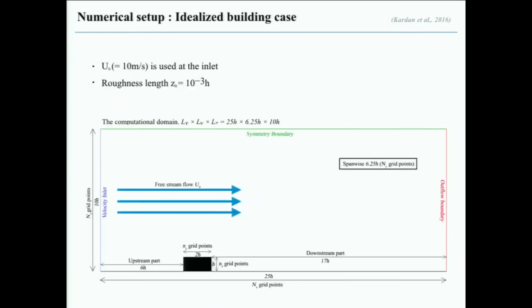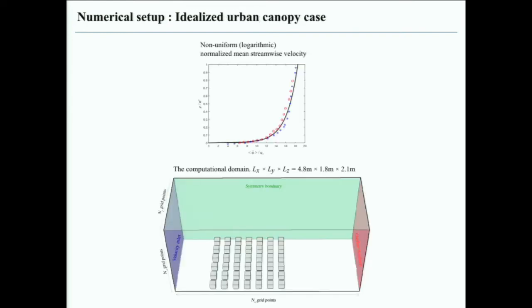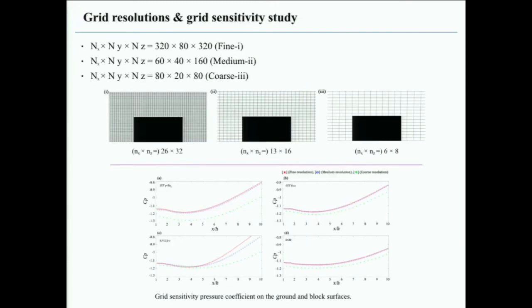So here you can see just the domain that we use for a single, isolated building with laminar inflow. And then we have this idealized urban case with turbulent inflow. We use the turbulent inflow for a simple case that we got from the mesoscale simulation. And then three different resolutions, as you can see here: fine, medium, and coarse resolution.